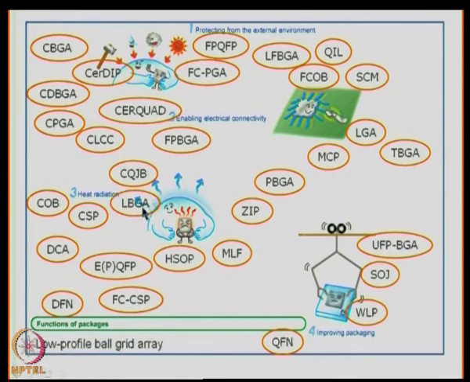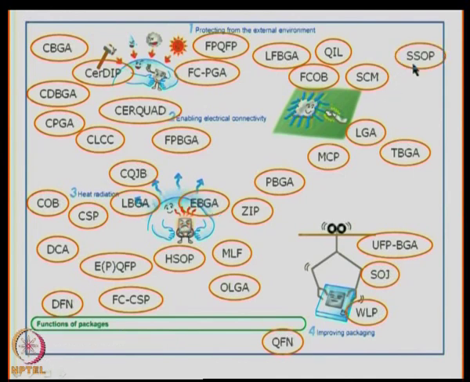LBGA stands for low profile ball grid array. Low profile is small thickness. Then you have OLGA, organic land grid array package, which is seen in Intel processors. EBGA stands for enhanced ball grid array. Again, enhanced means using better thermal materials. SSOP stands for shrink small outline package. SQFPH stands for shrink quad flat pack with heat spreader.